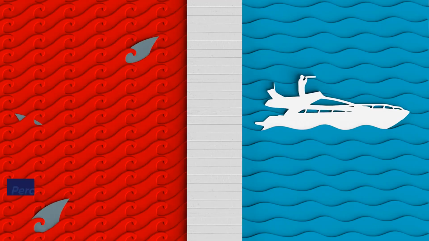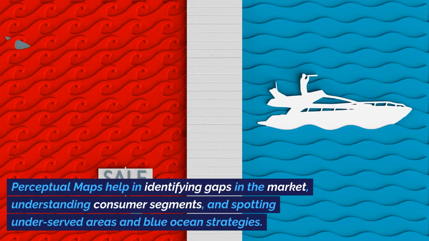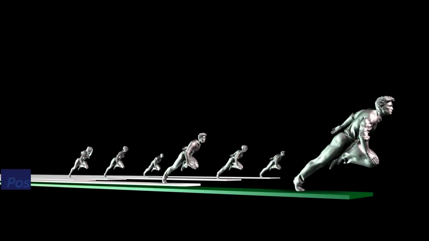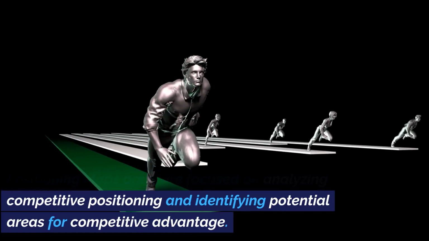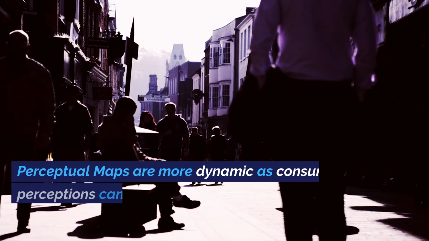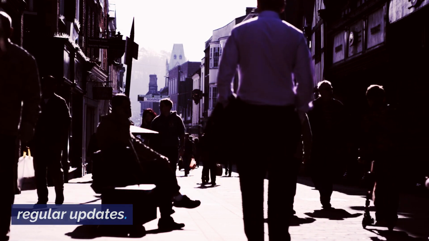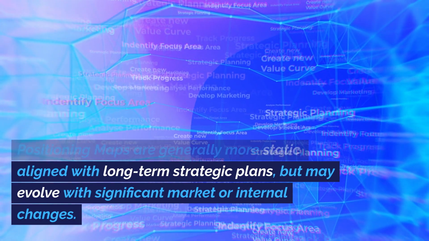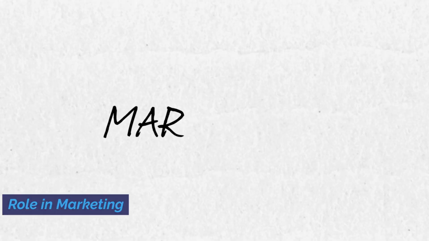Market analysis. Perceptual maps help in identifying gaps in the market, understanding consumer segments, and spotting underserved areas and blue ocean strategies. Positioning maps are more focused on analyzing competitive positioning and identifying potential areas for competitive advantage. Flexibility and dynamism. Perceptual maps are more dynamic as consumer perceptions can change rapidly. They need regular updates. Positioning maps are generally more static, aligned with long-term strategic plans, but may evolve with significant market or internal changes.